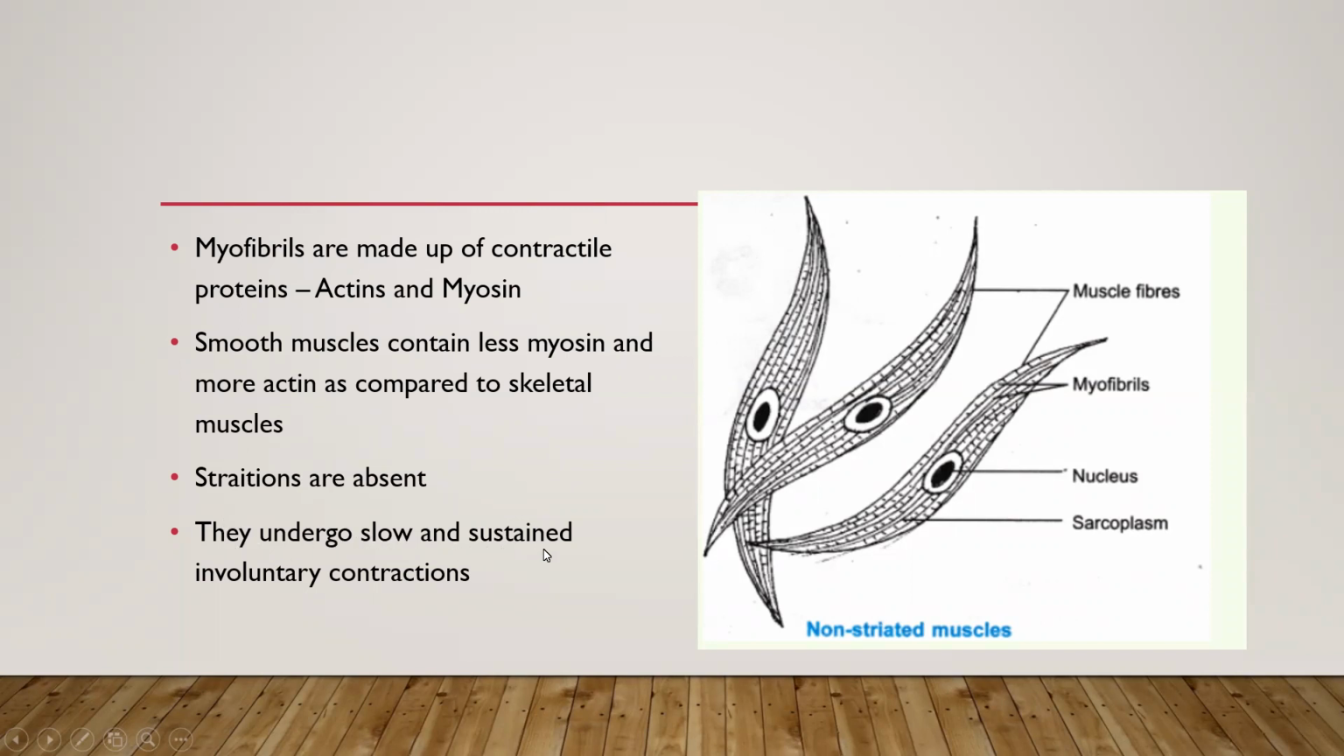They undergo slow and sustained involuntary actions. They undergo slow, that means the contractions of the muscles are slow, and involuntary contractions. Involuntary means what? The movements which are not under our will, that is, which are not under our control. So that is why they are called involuntary contractions. Now, where are basically these muscles found? These muscles are found in the internal organs, and the movement and the contraction of the muscles of internal organs are not in our control. And hence it is said that they undergo slow and involuntary contractions.